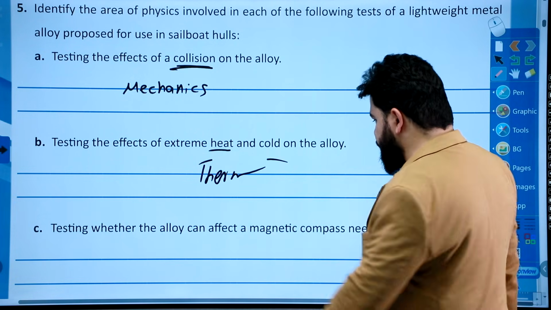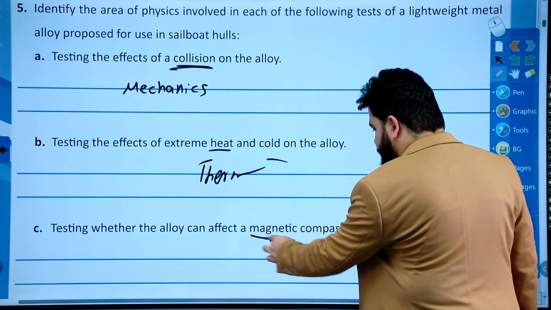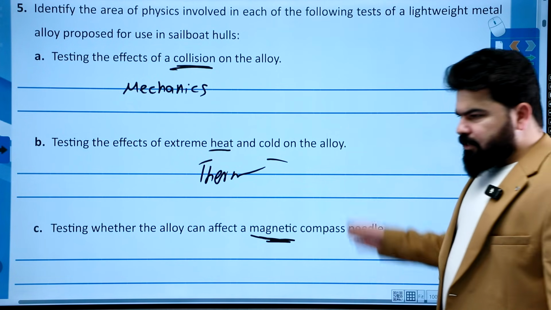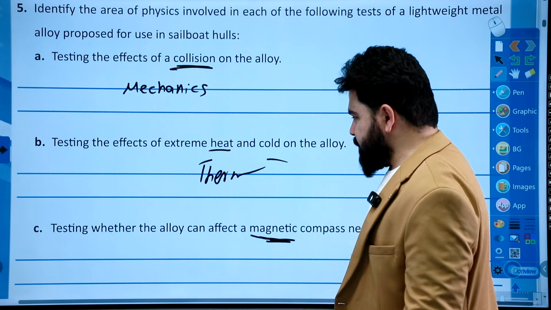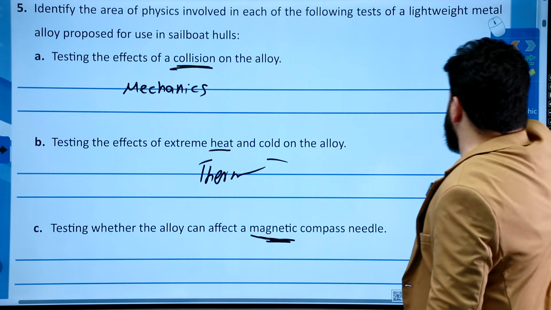See whether the Allah can affect a magnetic compass needle, because you have magnetic. Look at the areas of physics and which one has the word magnetic in it. Of course, electromagnetism. So see, this is related to electromagnetism.